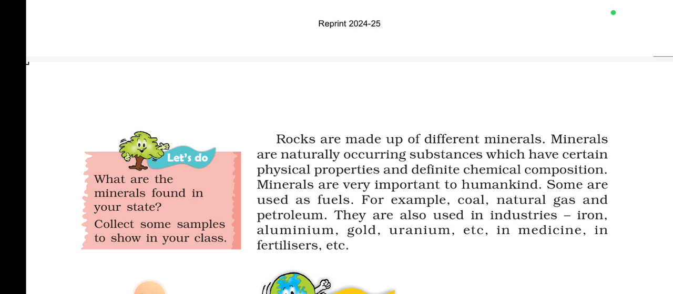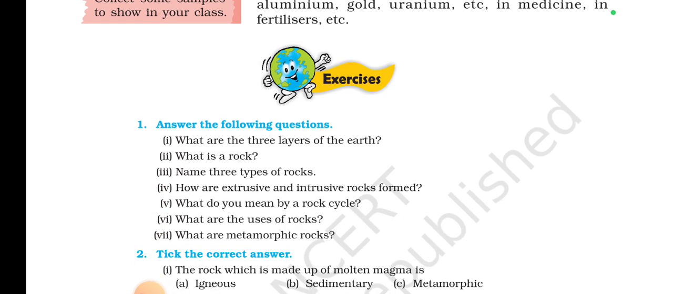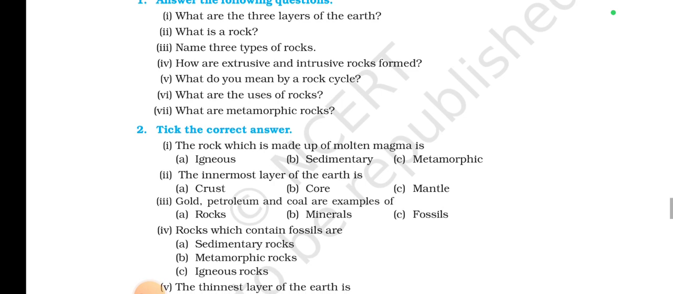Now moving ahead, you have been given exercises. What are the three layers of the earth? What is rock? Name three types of rock and how extrusive and intrusive rocks form. What do you mean by rock cycle? What are the uses of rocks? And next is metamorphic rocks. Pretty basic questions. If you have gone through this chapter, it will be quite easy for you to answer.